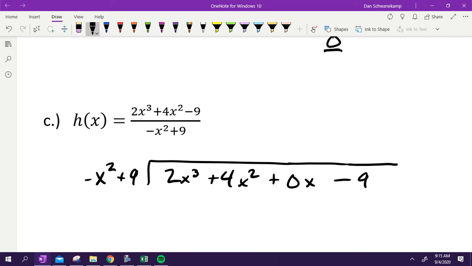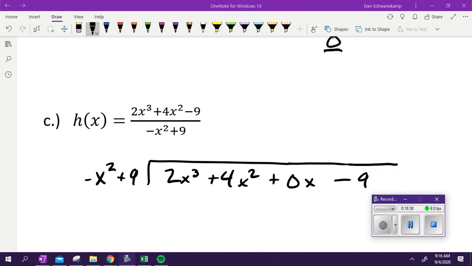Okay, take a second with your neighbor. Do long division. See what you get. If you get done with that one, you can go ahead and try letter D as well if you like.